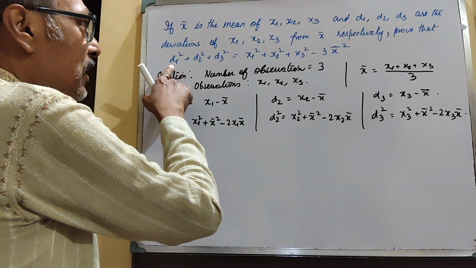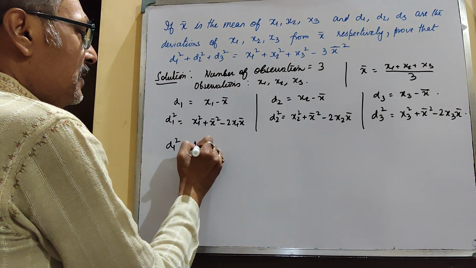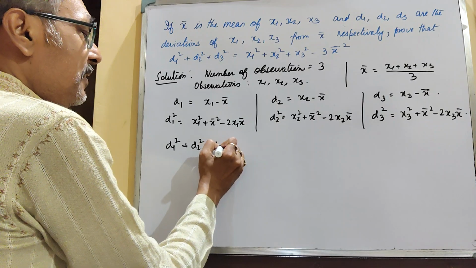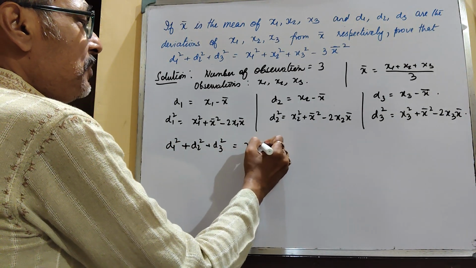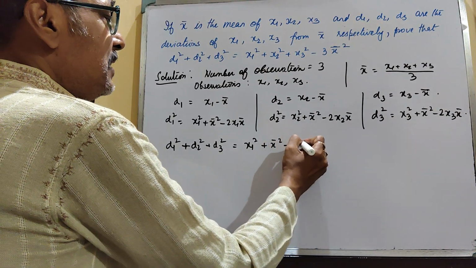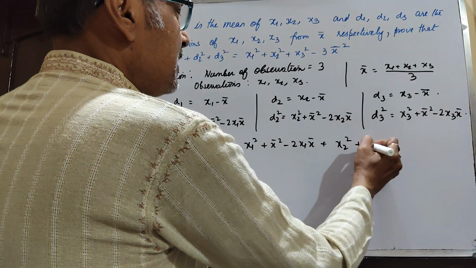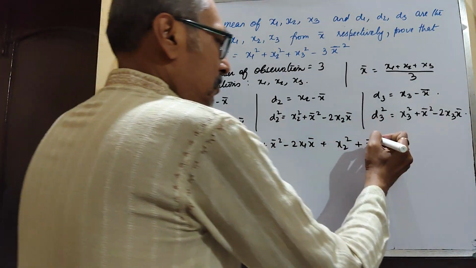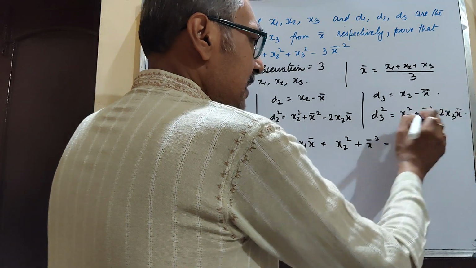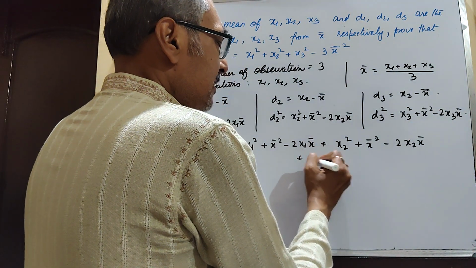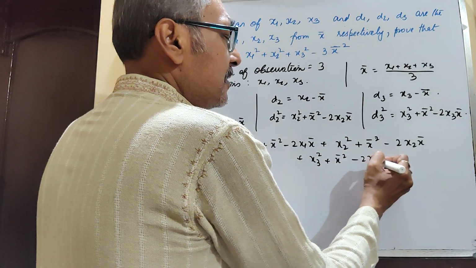Now we add d1 square plus d2 square plus d3 square. If we add, we get x1 square plus x bar square minus 2 x1 x bar, plus x2 square plus x bar square minus 2 x2 x bar, plus x3 square plus x bar square minus 2 x3 x bar.